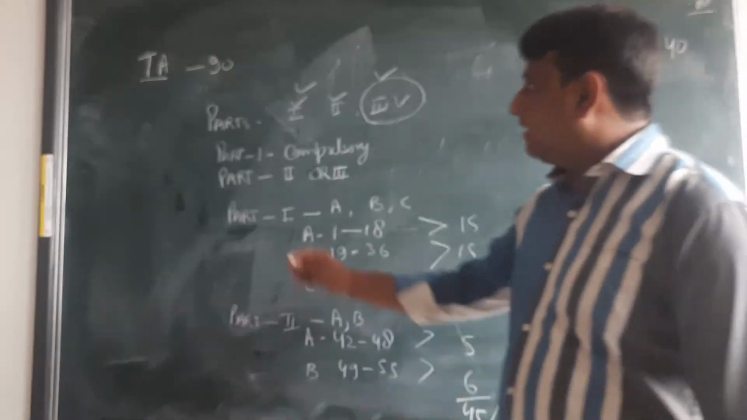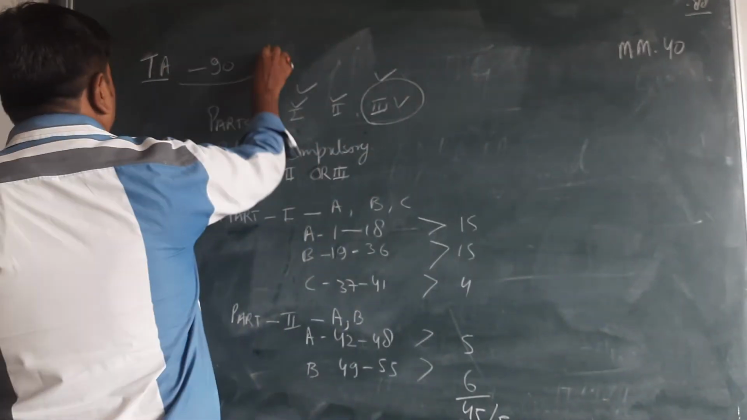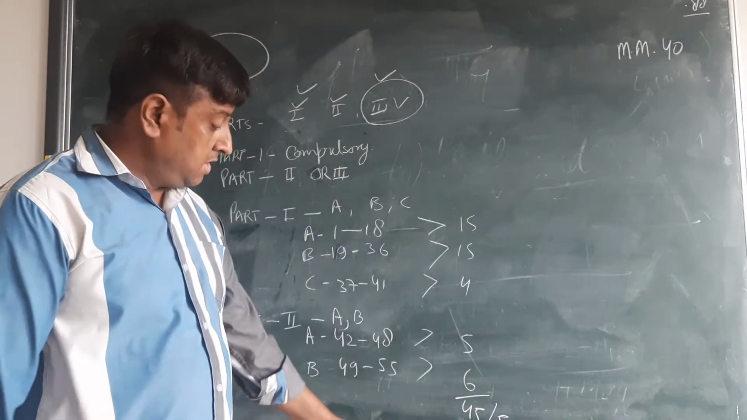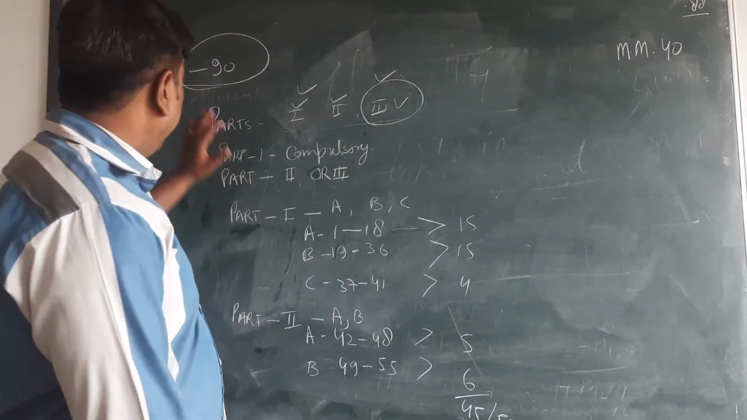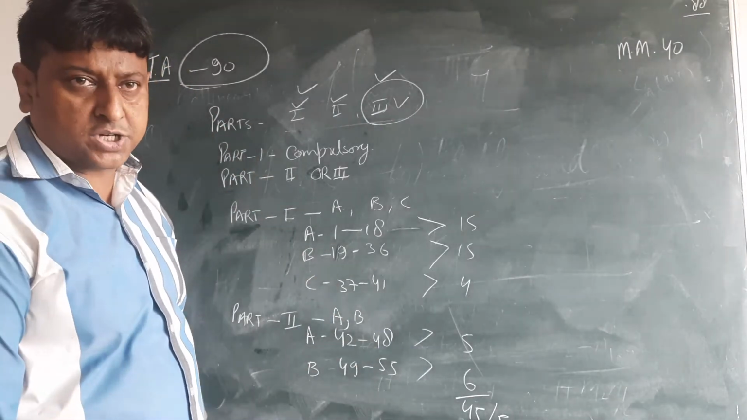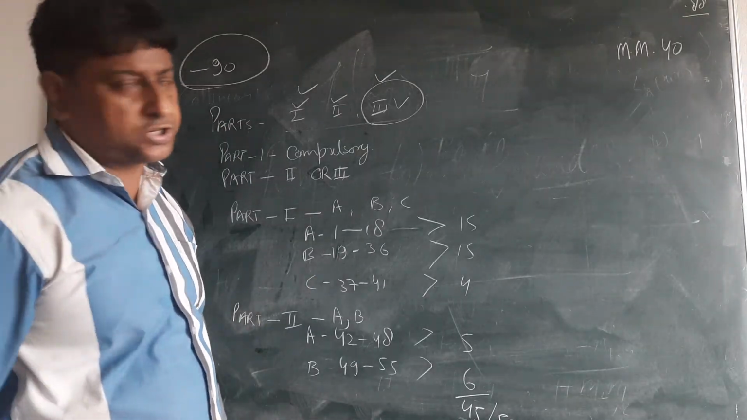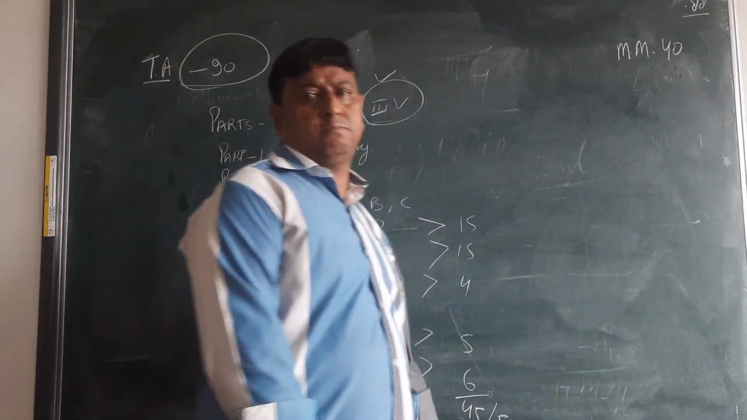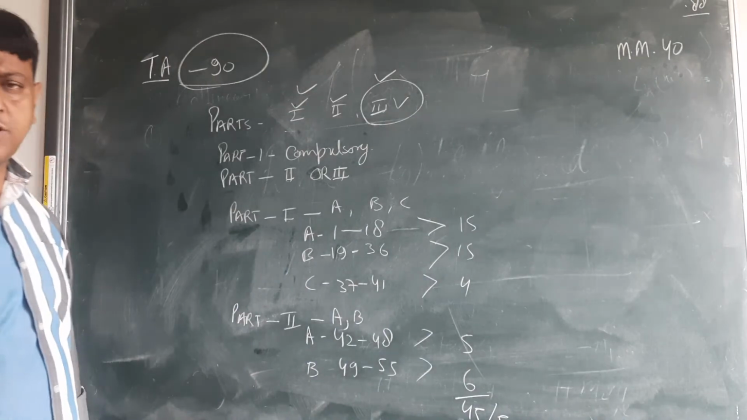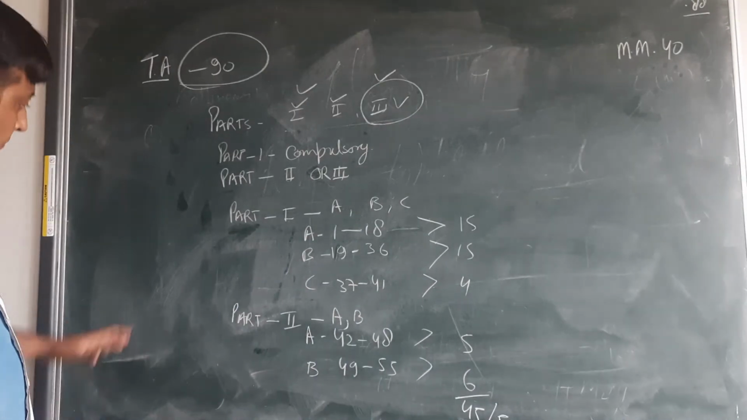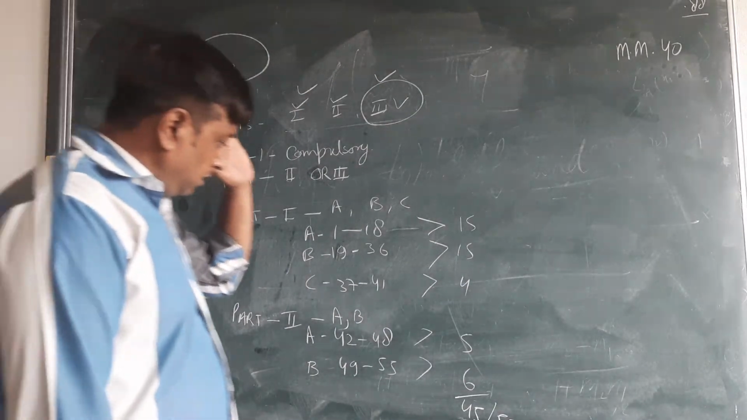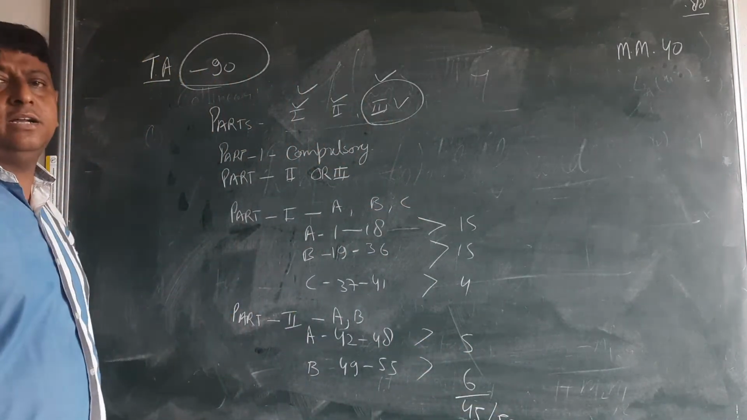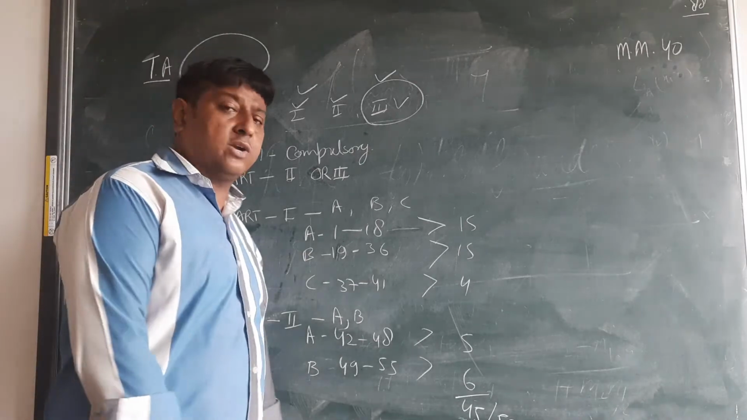Clear? The time is 90 minutes and you have to solve 45 questions. 90 minutes for 45 questions means 2 minutes for 1 question. Total marks are only 40, so it is about 0.88 marks for 1 question. So this is the main pattern. On the basis of that pattern, your questions will come and you are going to solve them.